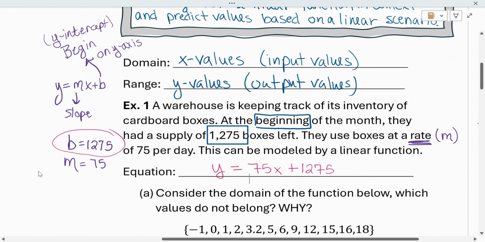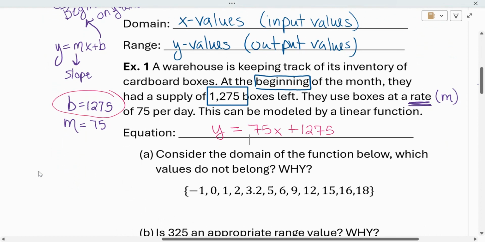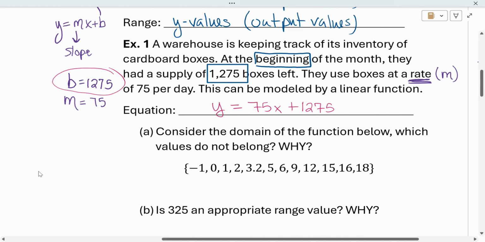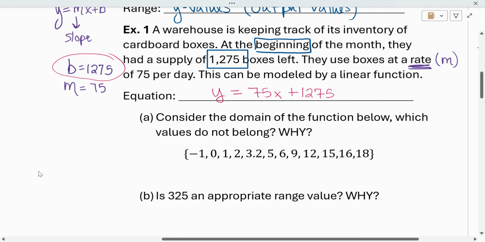It says consider the domain. So we're giving you a domain below. Do you see? It says consider the domain of the function below. Which values do not belong and why? Well, what does x, my input value, represent? What number am I inputting? What does x represent? It's my domain, but what does it stand for in context of this problem?